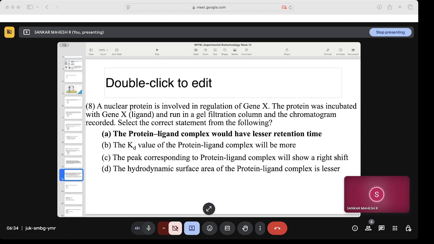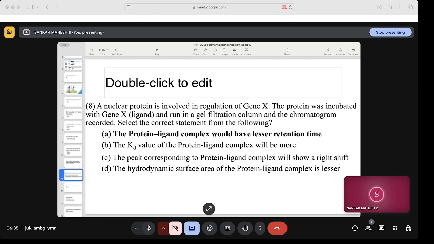So usually, let's say you run three samples. One is your actual nuclear protein, the other is your gene X, and the other is a complex formed by this nuclear protein and gene X. Let's say your nuclear protein is 60 kilodalton, your gene X is 20 kilodalton, and the complex is 80 kilodalton. You will see three different peaks when you run these three, and the first peak will be of the complex because it has the higher molecular weight.